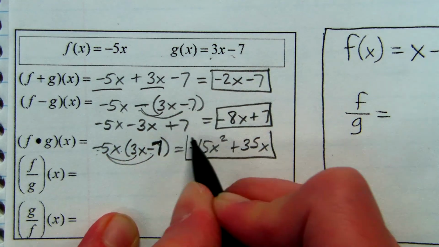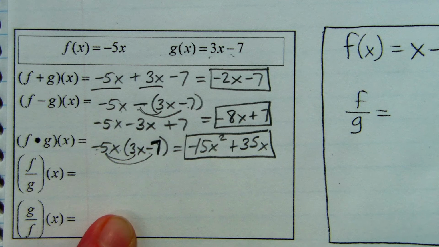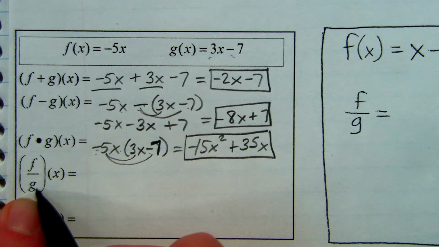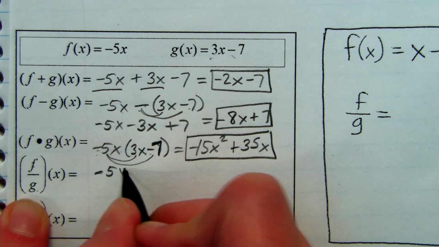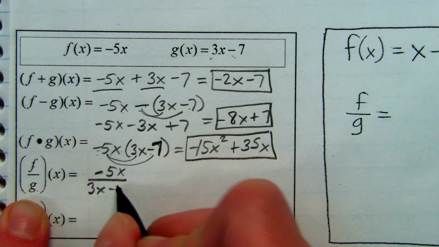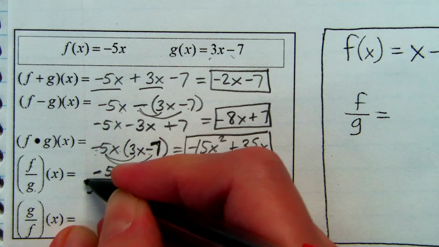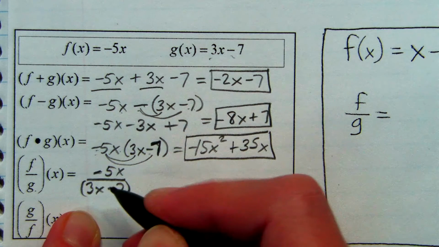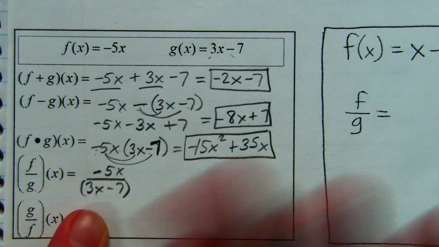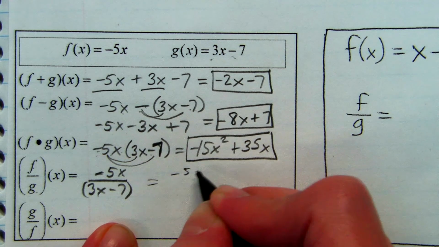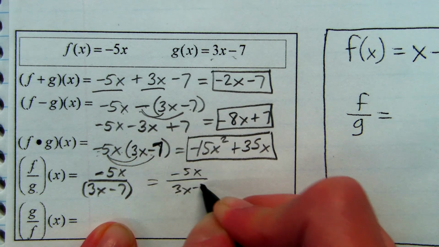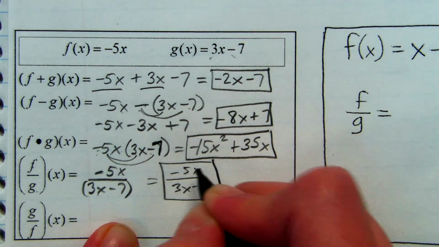35x. Now, I promise you're going to like this one. F over g. F is negative 5x. G is 3x minus 7. Because this is really all grouped together, I can't reduce the x's or anything. You just leave it, negative 5x over 3x minus 7. That's it.